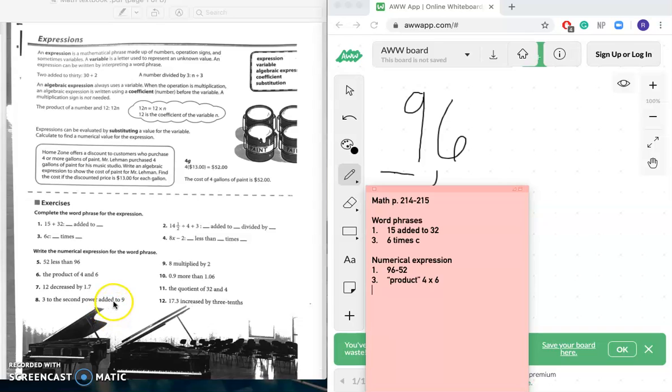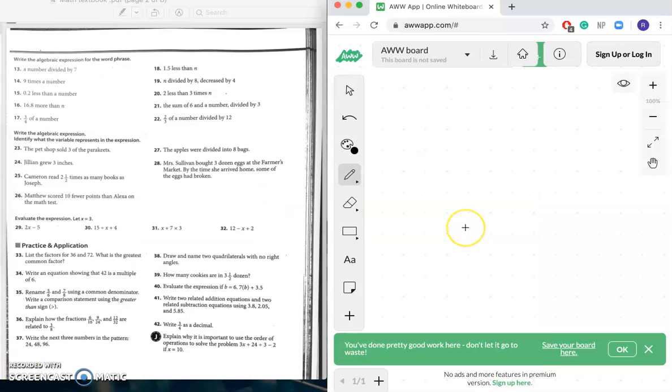Let's try 11, quotient. So quotient is the answer you get when you divide two numbers, remember? So 32 divided by 4. Awesome. All right, let's go ahead and try some of the next problems in this page.